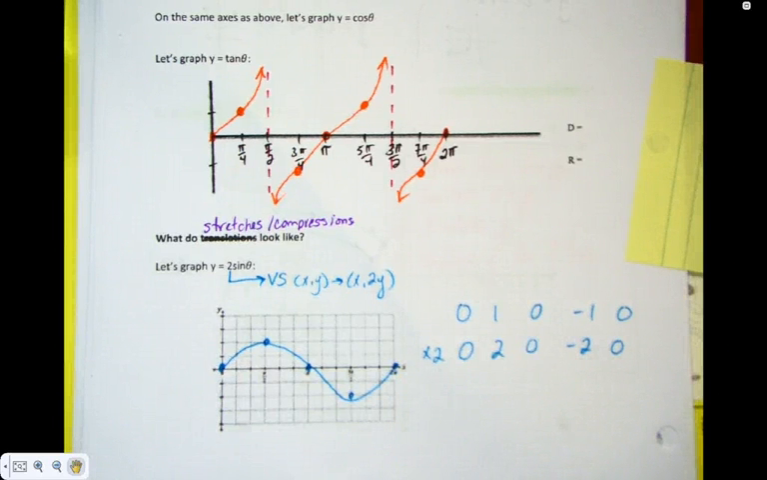Is it any different than a parabola or a cubic or a square root or an absolute value or a line? Exactly the same thing, we just have a different base graph now, sine. Questions over? How about reflections?